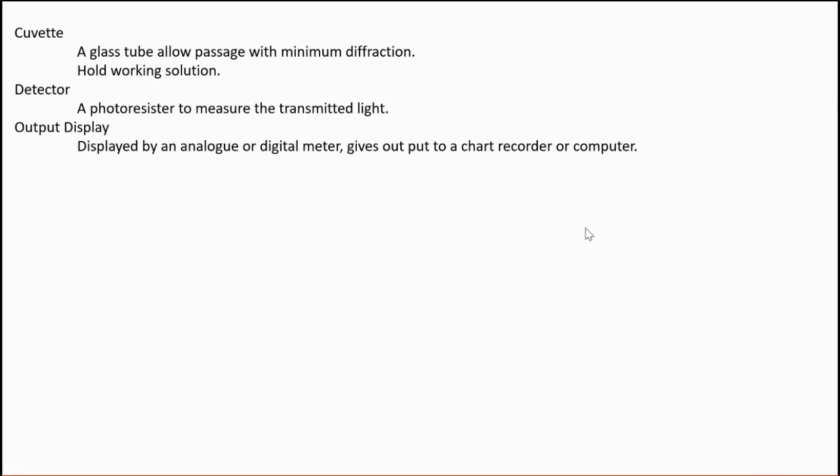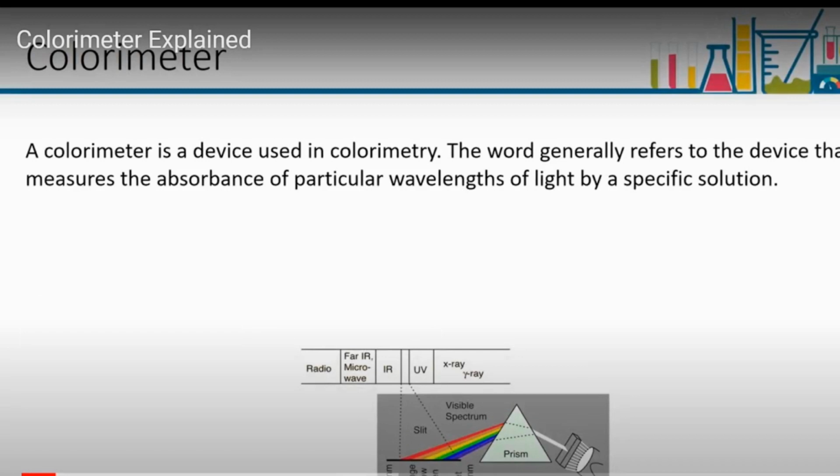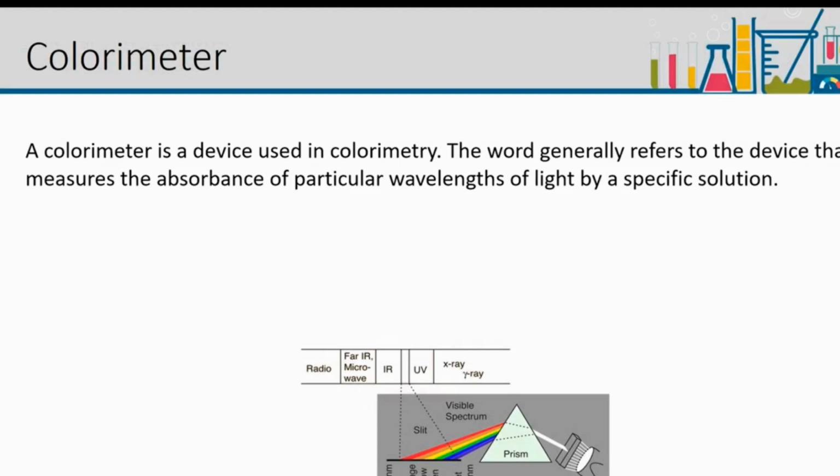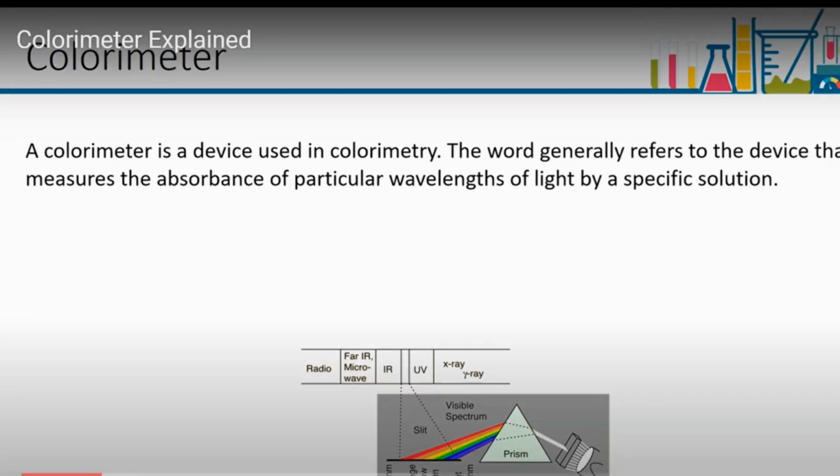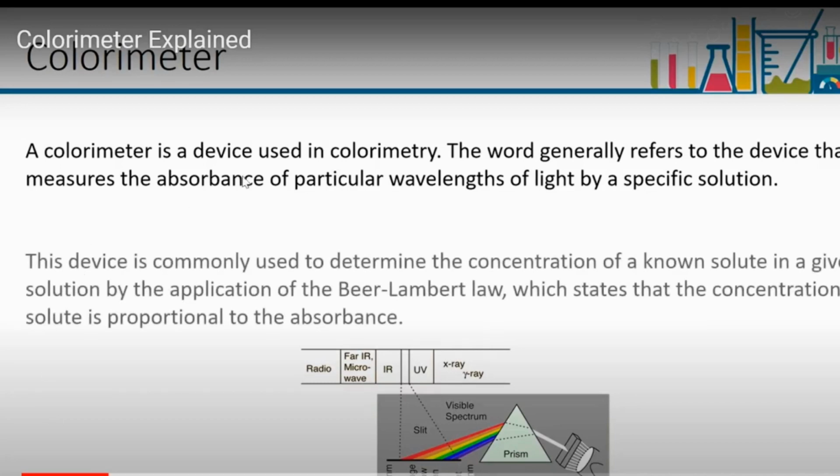Next, we can go and see a video about the colorimeter. A colorimeter is a device used in colorimetry. The word generally refers to the device that measures the absorbance of particular wavelengths of light by a specific solution. Okay, then the colorimeter is very clear for you. It is a device that measures the absorbance of a particular wavelength of light by a specific solution.